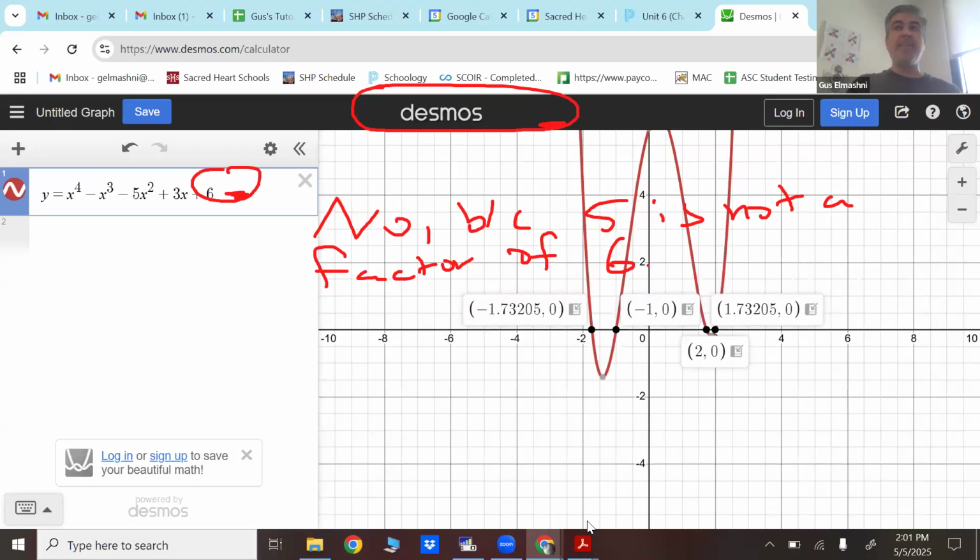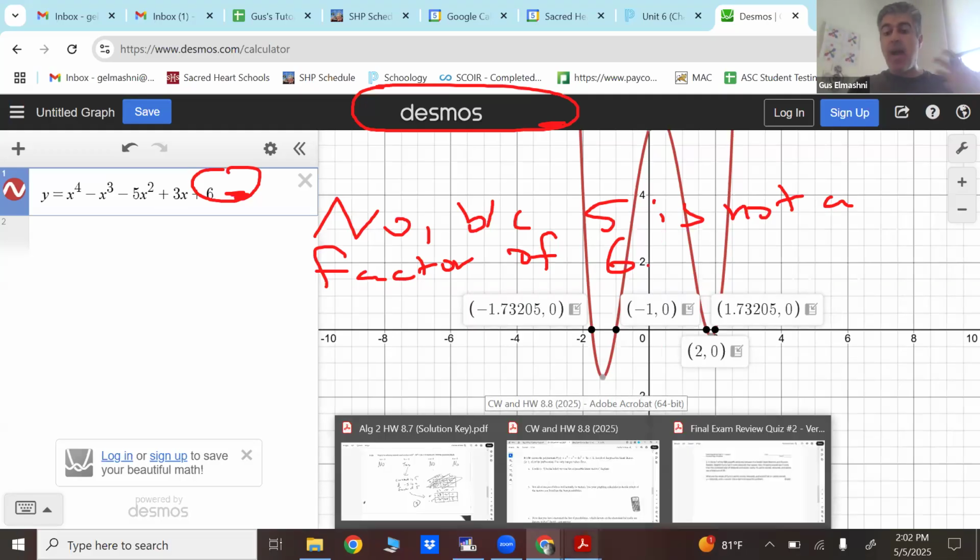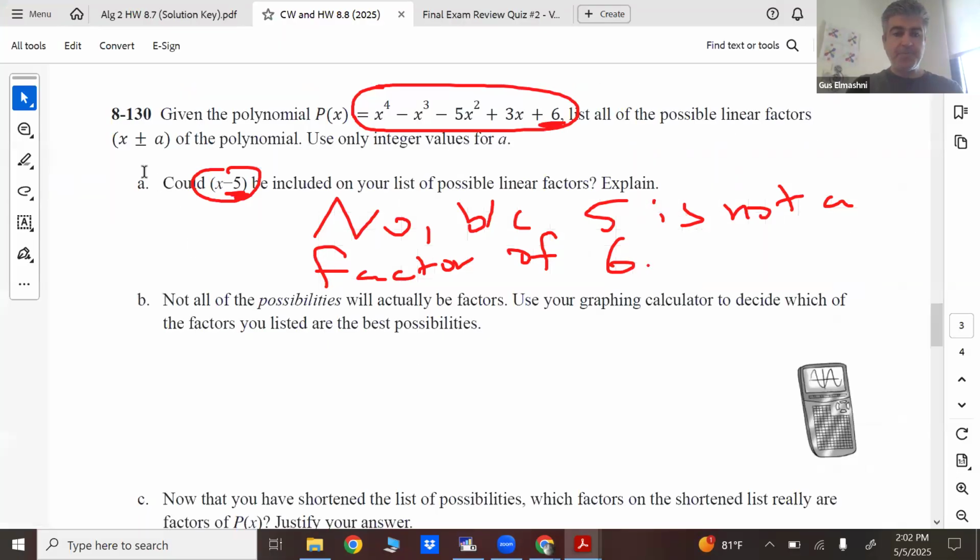Now, if I ask for exact answers, if I say I don't want decimal answers, I want a radical answer, then you can't report 1.73 because that's an approximation. So how can you get the exact answer? You have to do polynomial division. Here's how it looks. So definitely have x equals -1, and definitely have x equals 2. So your factors are x plus 1 and x minus 2.